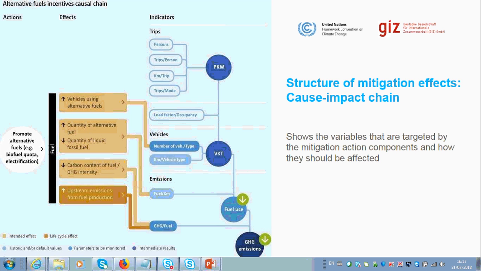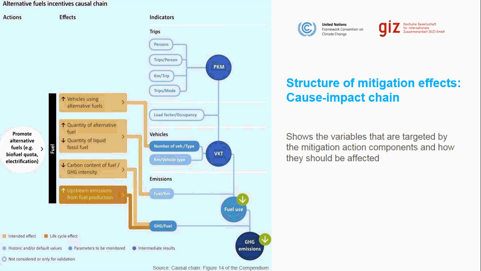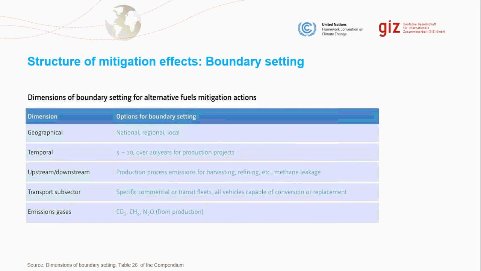If you go to the next slide, we see that boundary setting is always very important for these types of mitigation actions, to really understand the impact and narrow it down to the mitigation actions and understand that there really is an impact coming up. For alternative fuels, these types of actions can be taken on national level, as part of the NDC, for example, could be taken by regions, or could also be on local level if, for example, a city is replacing its fleet by alternative fuel-driven vehicles.